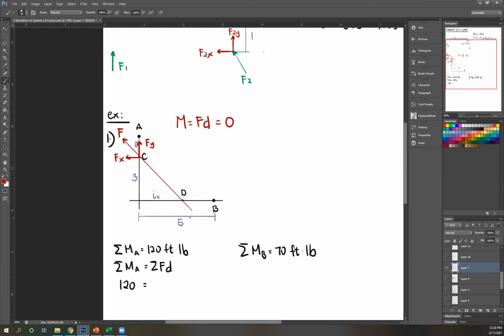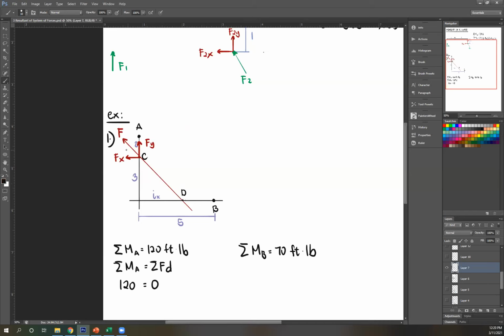So in short, I want to place my components in a way that one of them will pass through the point in question so that it will cancel out, or I don't have to write it or include it in my equation anymore. So let's do that, and that is where I'll put my force. Once again, Fy is 0. So 0 for Fy.